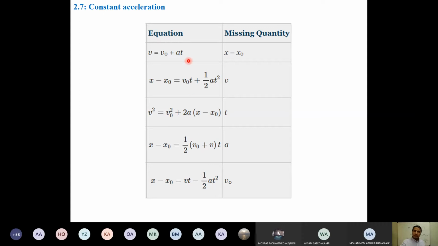These are the equations on the left side, and these are the missing quantities in the equation. So assume that a problem was given to you, and in there they're asking you to determine acceleration. So acceleration is the quantity which you need to work for. Initial speed, final speed, and the time duration are given, but the acceleration is unknown.